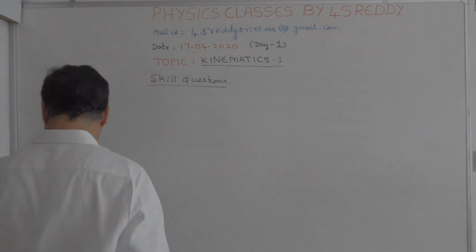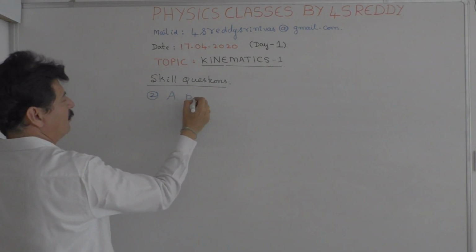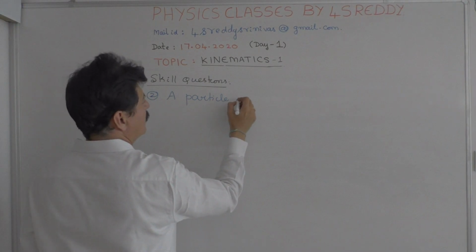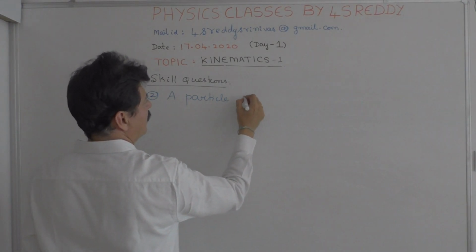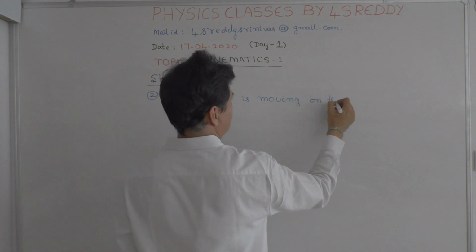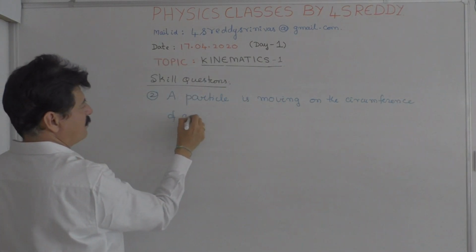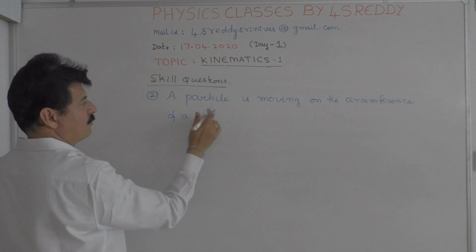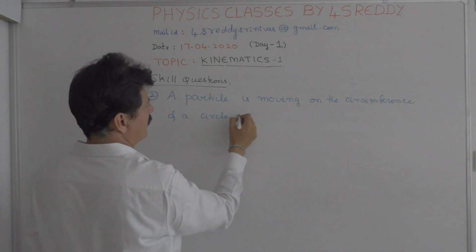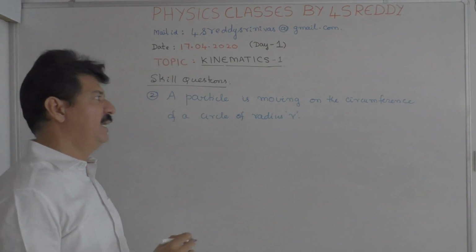You may be given another question like this. A particle is moving on the circumference of a circle of radius r.